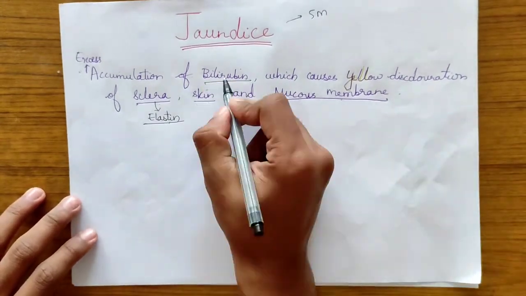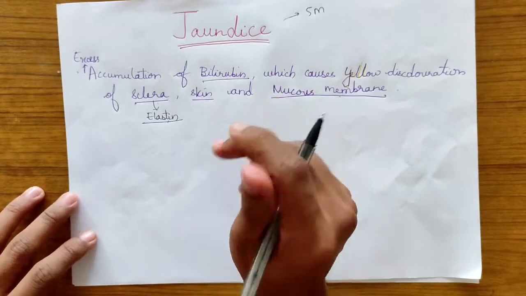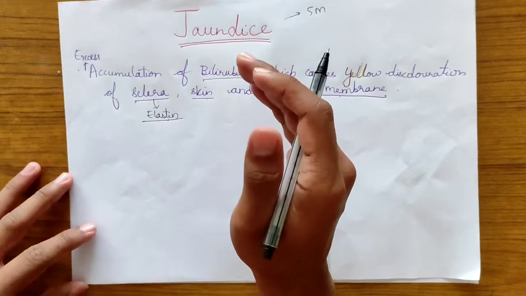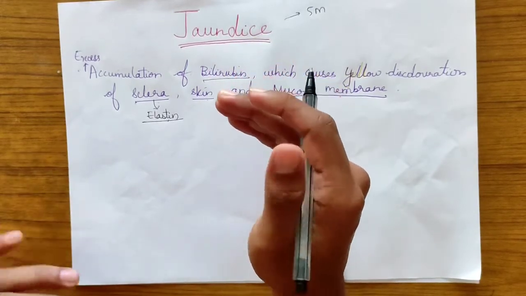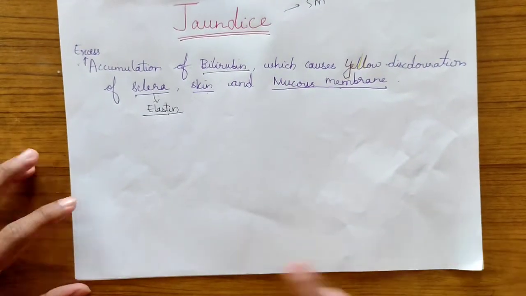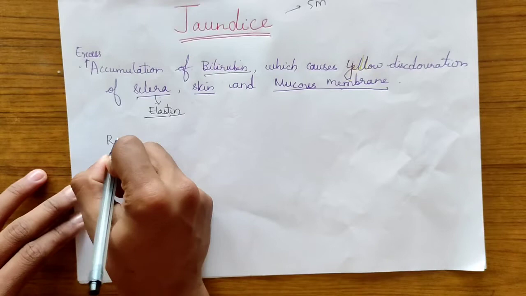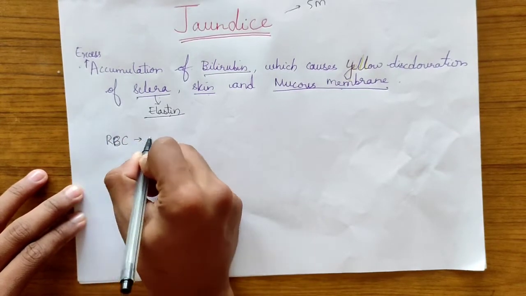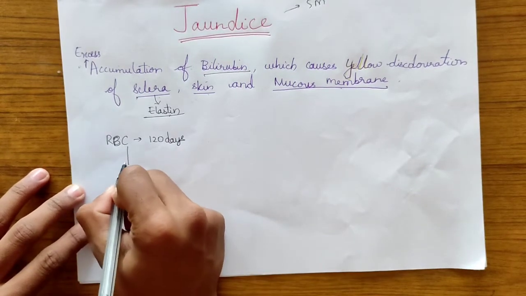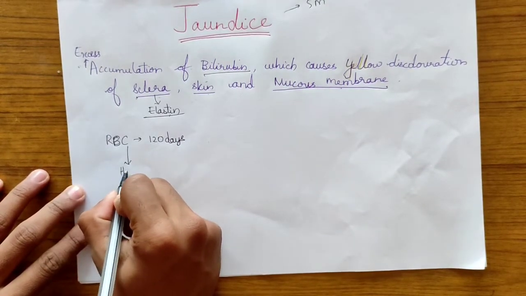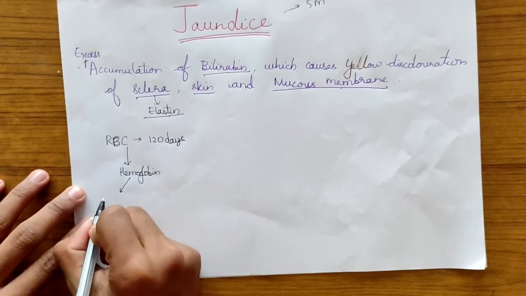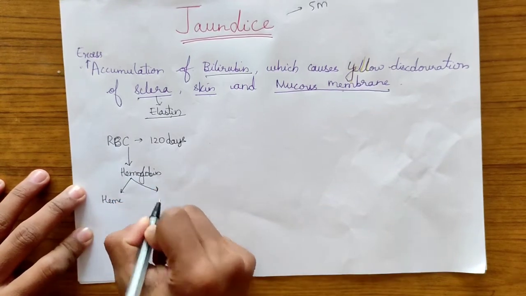So first of all, what is this bilirubin? Bilirubin is a byproduct of the hemolysis product. So before talking about the jaundice deeply, first let's see what happens in the hemolysis process. As you all know that RBC lives for 120 days and then afterwards it gets destroyed and it's converted into hemoglobin molecules. So this hemoglobin again converts into heme and globin.